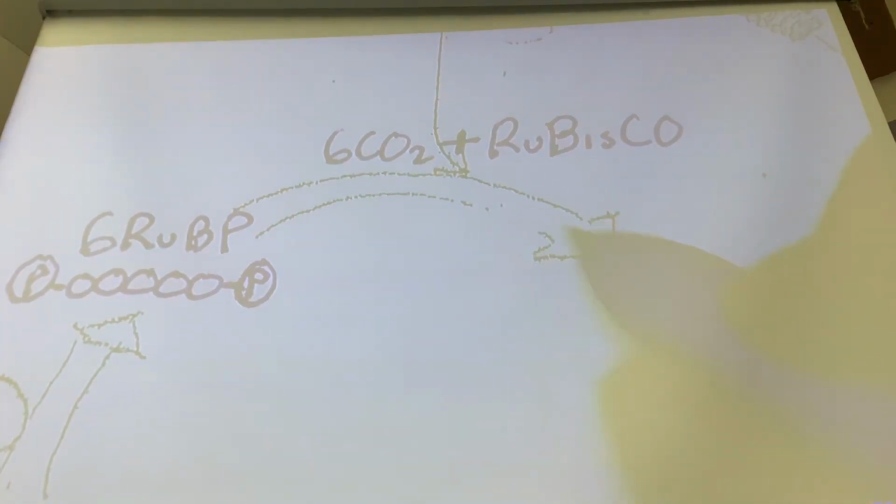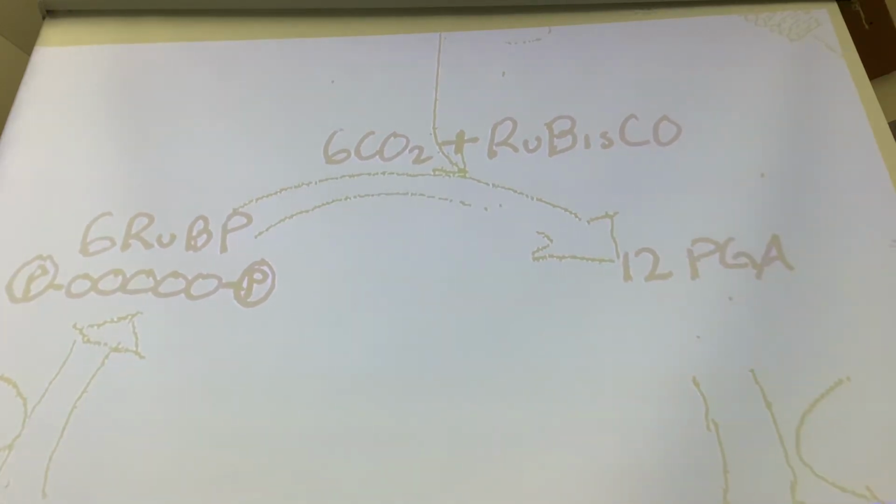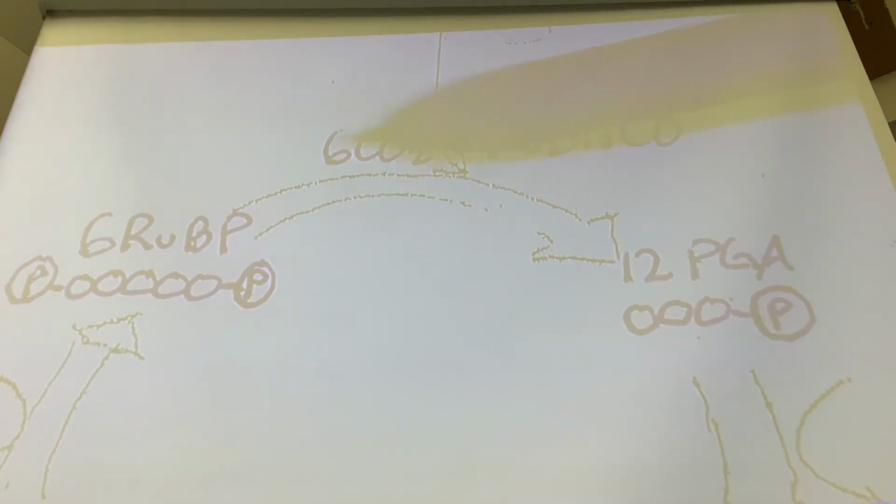And so what you get are 12 molecules of what's called PGA, kind of like Pro Golf Association. Now this PGA, when I draw it, it's got 3 carbons and a phosphate group. So PGA is a 3-carbon molecule with a phosphate. So my Rubisco has grabbed 6 carbon dioxides, 6 RUBP, and out of that I've made 12 PGA.